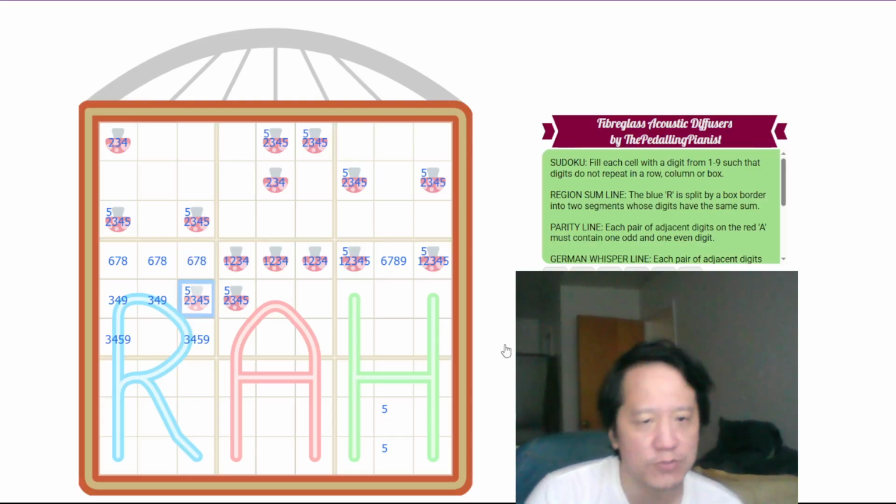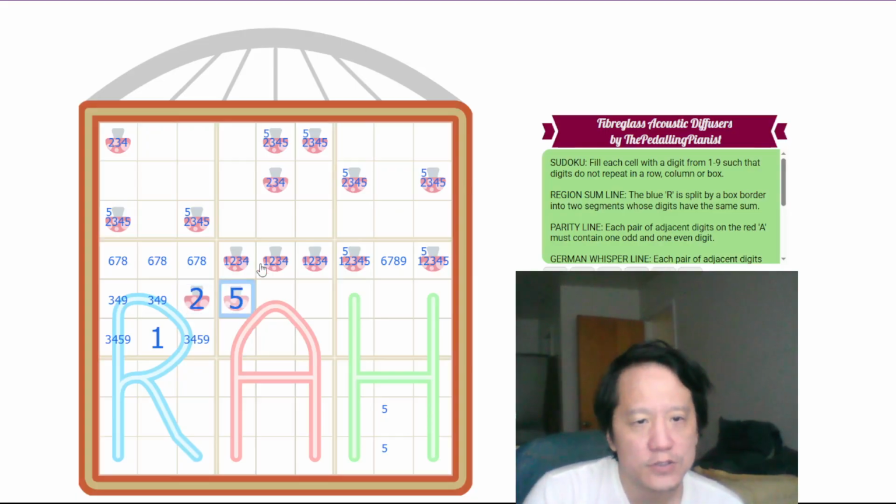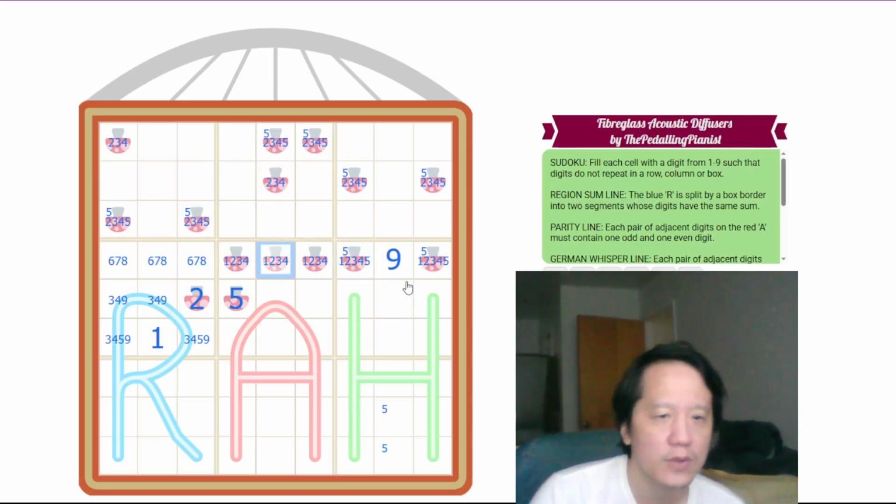So this can't be 3, 4, or 5. It has to be a 2. And that makes this 1. That leaves 5 there. So 6, 7, 8 as a triplet eliminates 6, 7, 8 in the rest of the row. So this can't be 6, 7, or 8. It's 9.